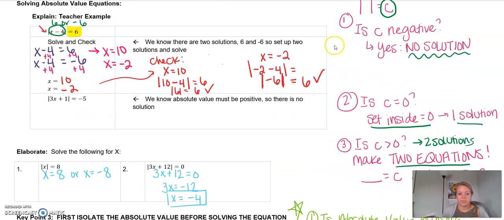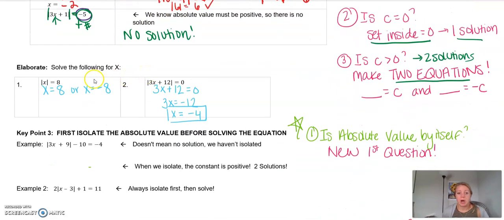Let's do another example. Here I have the absolute value of 3x plus 1 equals negative 5. So again, my first step is just to check the sign, and I notice, well, that's negative. No matter what I plug in here, this absolute value wants me to equal some positive number. So this is no solution, because absolute value cannot be negative. If you would like to pause and look over these examples that we've already worked in class, go ahead and pause and just make sure you understand.